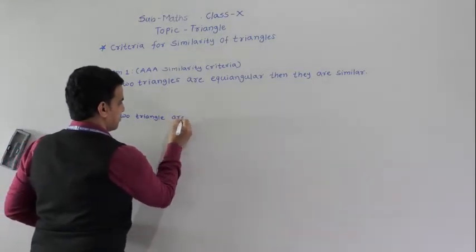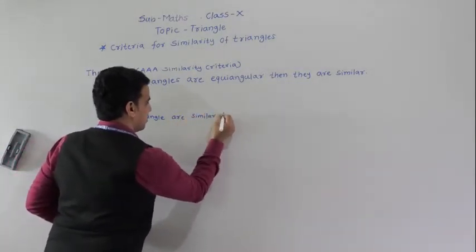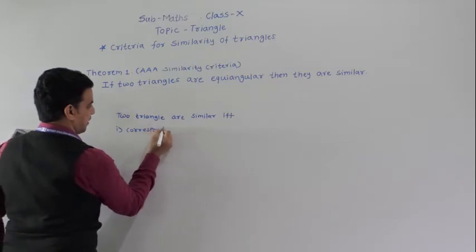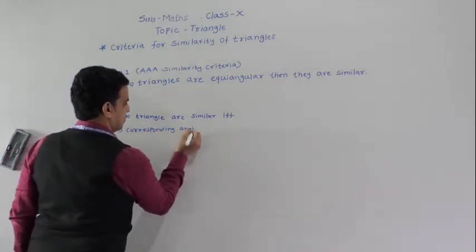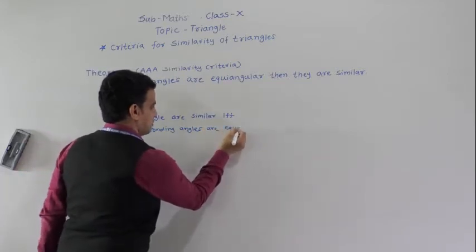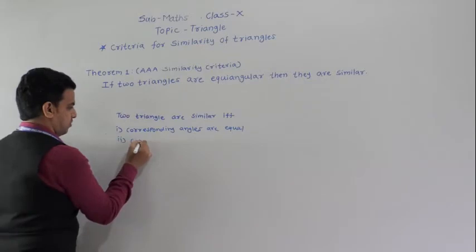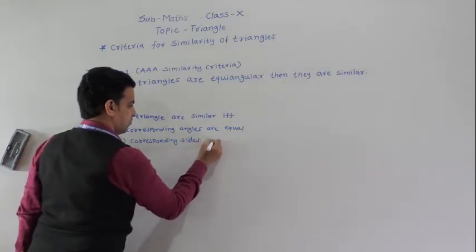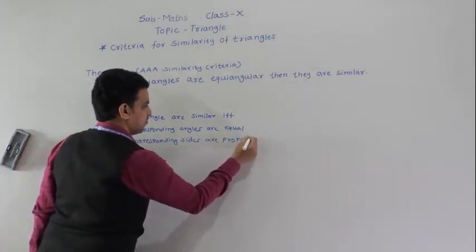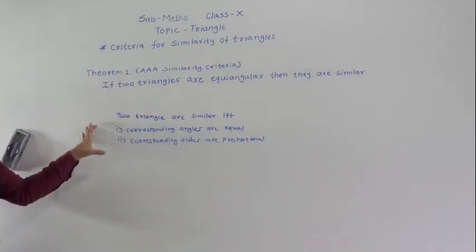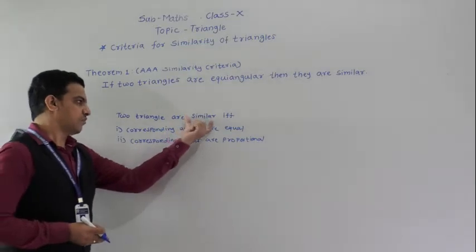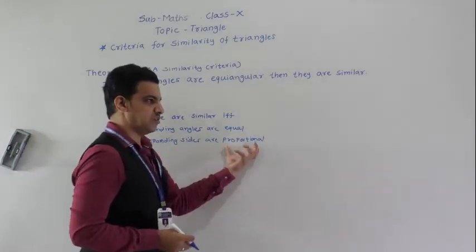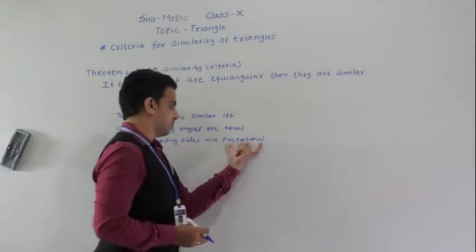So two triangles are similar if and only if, first, corresponding angles are equal, and second, corresponding sides are in proportion, not equal, corresponding sides are in proportion. So two triangles are similar if and only if there are two conditions: corresponding angles are equal and corresponding sides are in proportion. The main difference is here, sides are proportional.